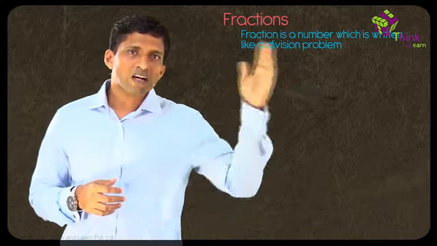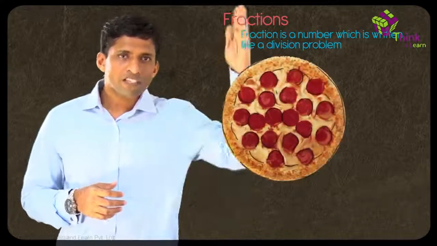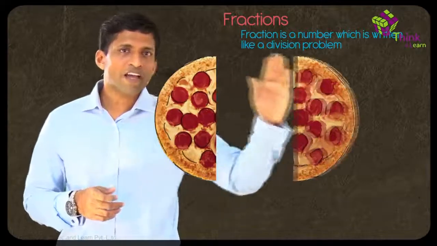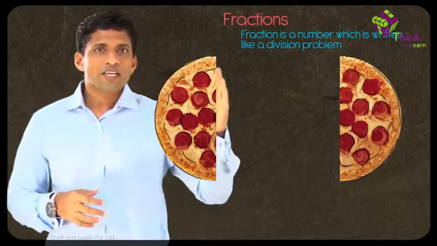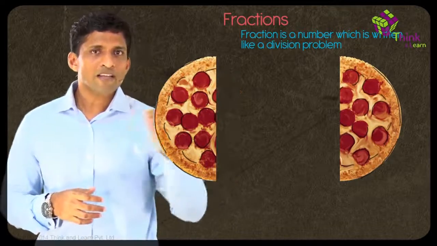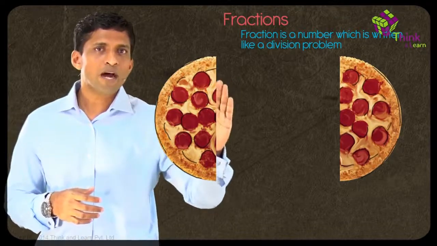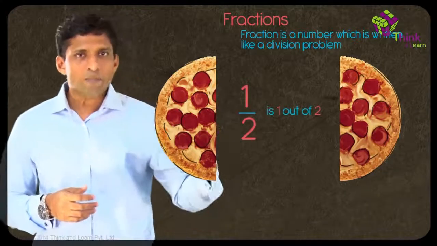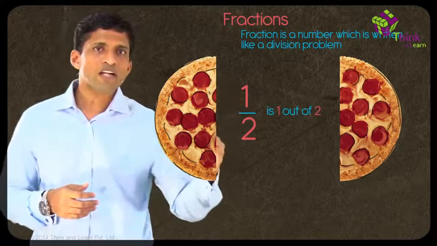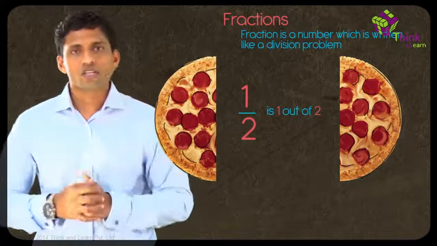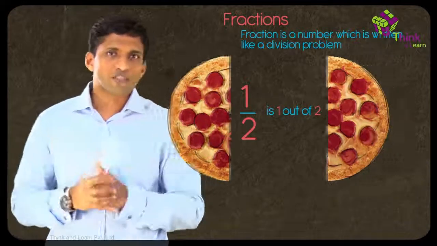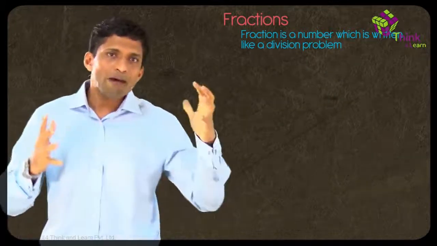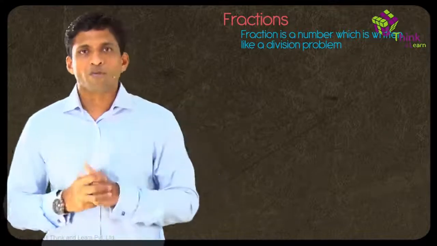So if I take a pizza here, if I just cut it into half, and I take one part of it and give one part of it to my friend, this part which I am taking, I can take it as 1 part out of 2. So mathematically, that is using numbers, we represent this as 1 by 2 like this. So all of you know what fractions are. A fraction is a part in common language. In math, we represent it like a division problem.